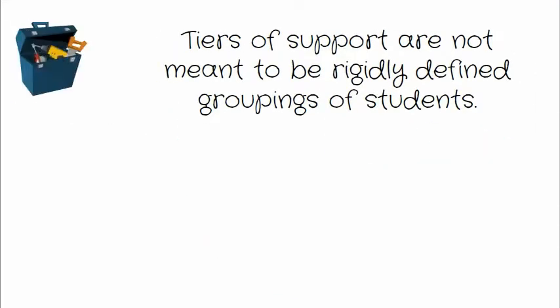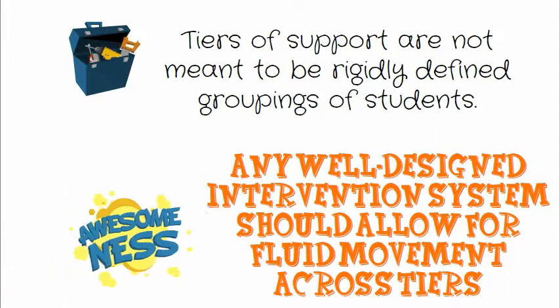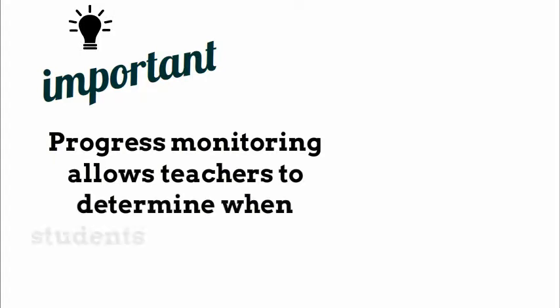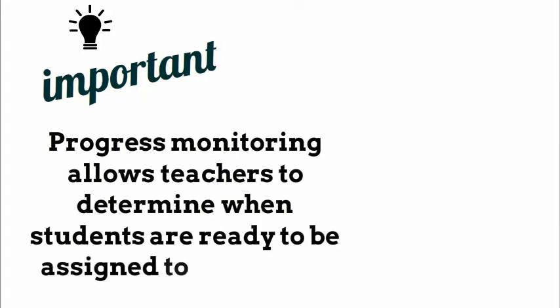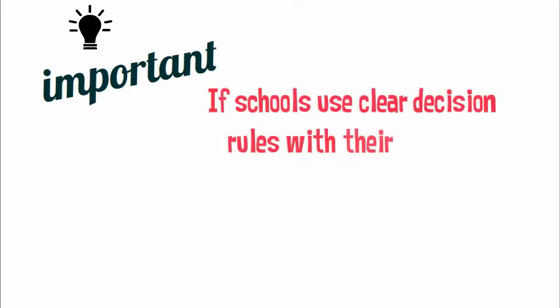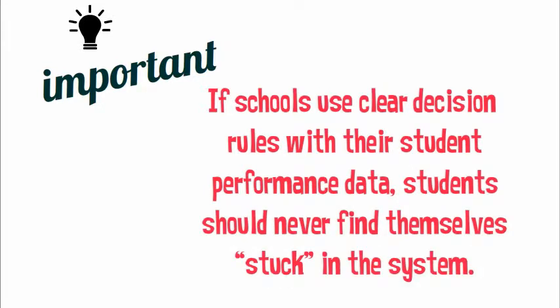Your tiers of support are not meant to be rigidly defined groups of students. Rather, any well-designed MTSS framework should allow for fluid movement across the tiers. Progress monitoring allows teachers to determine when students are ready to be assigned to a new tier. And if schools use clear decision rules with their student performance data, students should never find themselves stuck in the system.